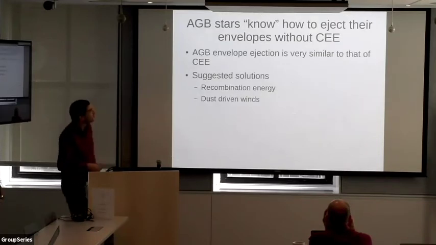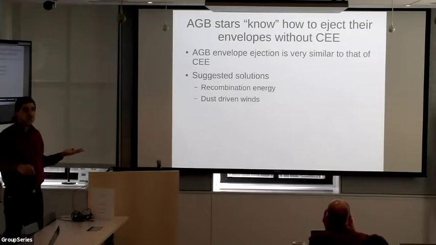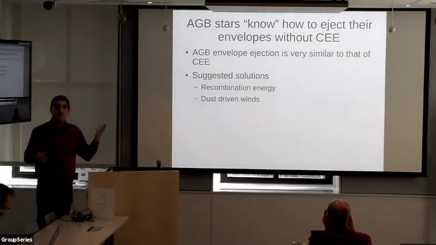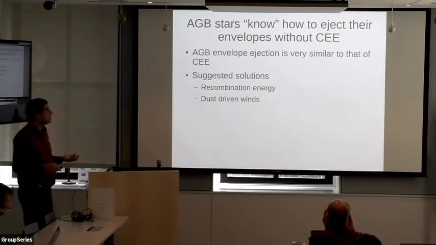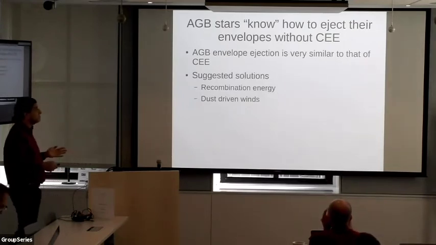I'll discuss dust-driven winds, potentially jets or outflows, and issues of fallback, and of course, you cannot do without filters at all. One of the main issues is that AGB stars, which are single stars, know how to eject an envelope. They can eject the same mass as we expect in binary common envelope evolution, and they can do it all by themselves without any companion.